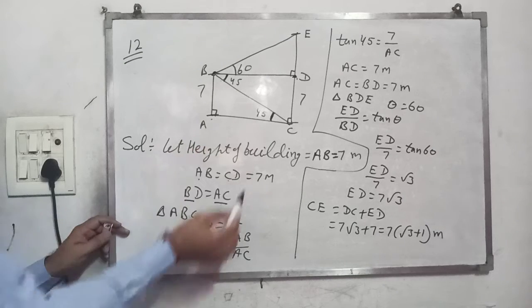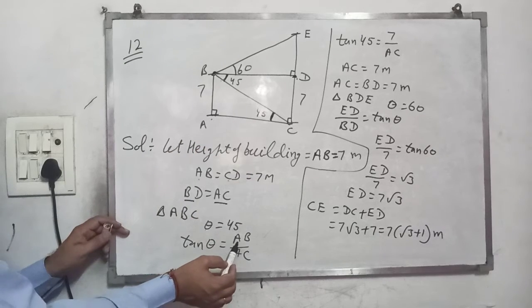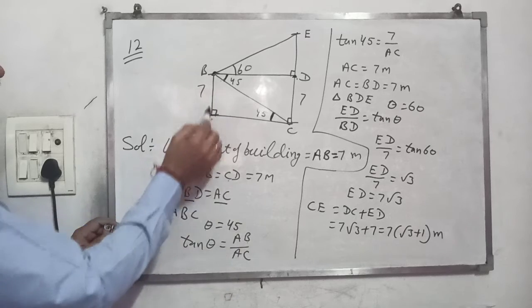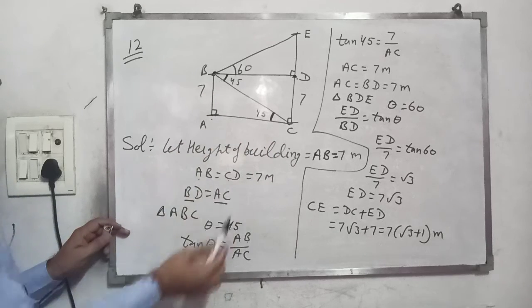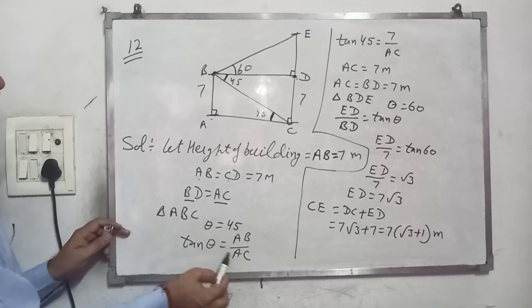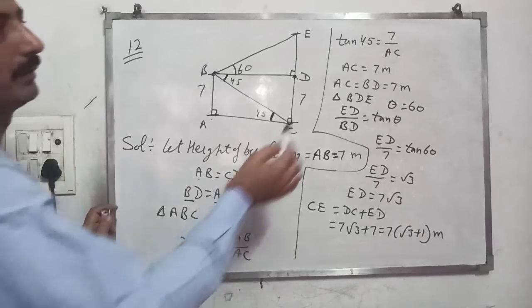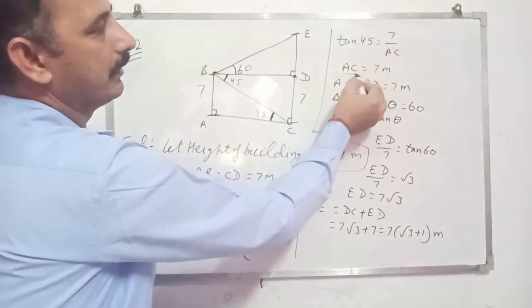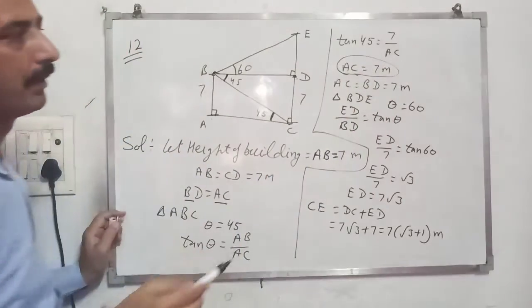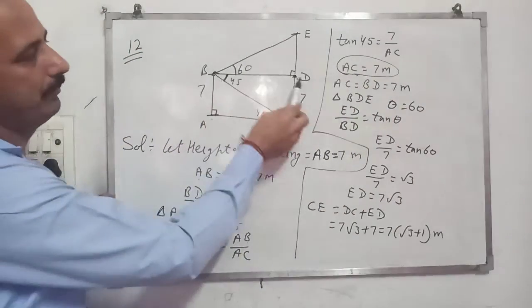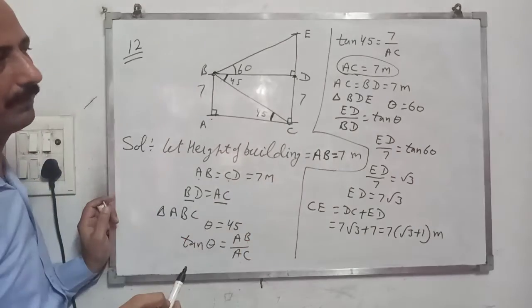Here the angle is 45 degree, so tan theta is equal to AB upon AC, perpendicular upon base. So AB is 7 and tan 45 is 1. So it becomes AC equal to 7 meter. Now we know that AC equal to BD, so that is also equal to 7 meter.